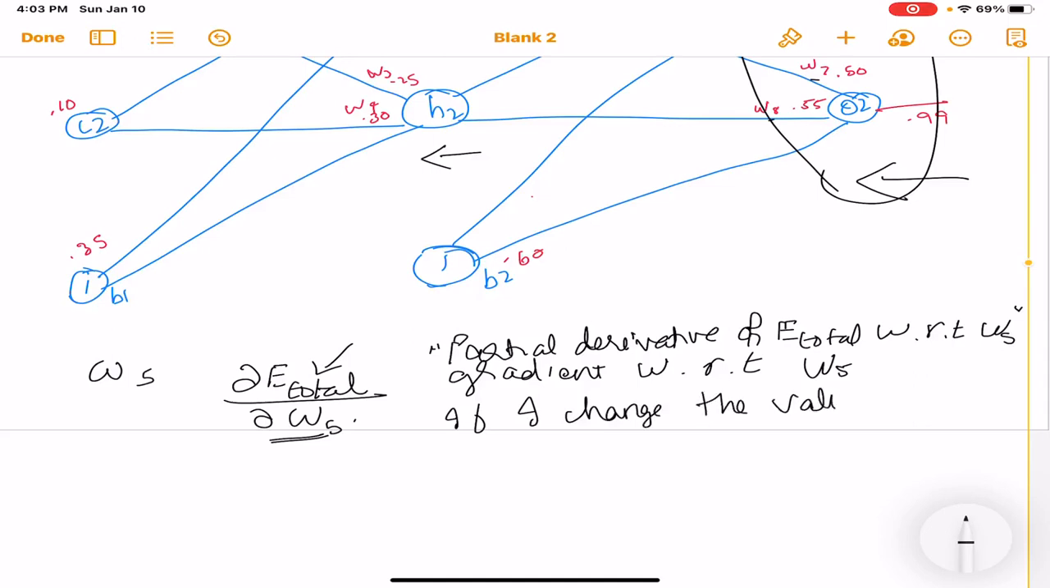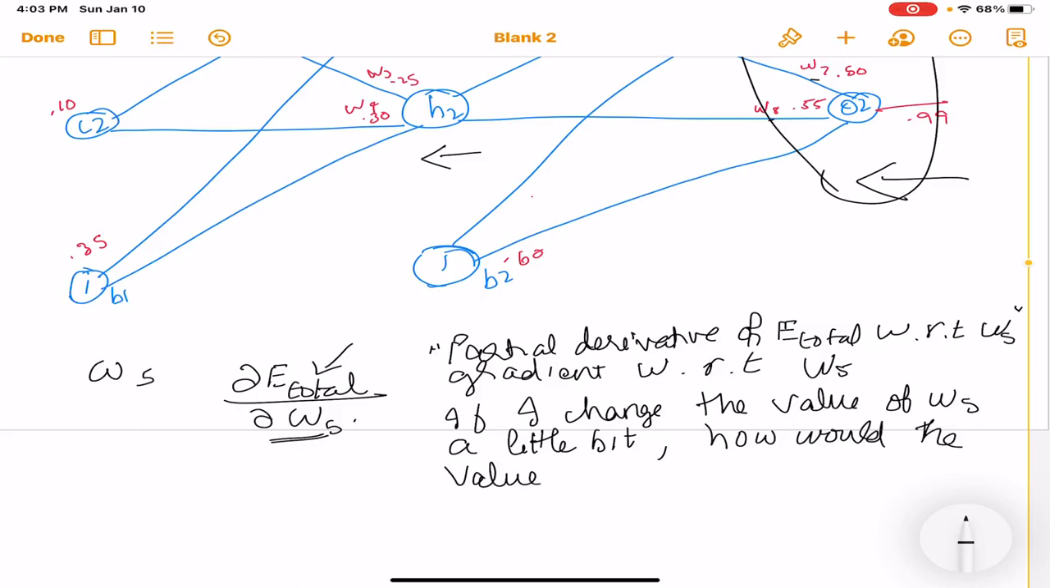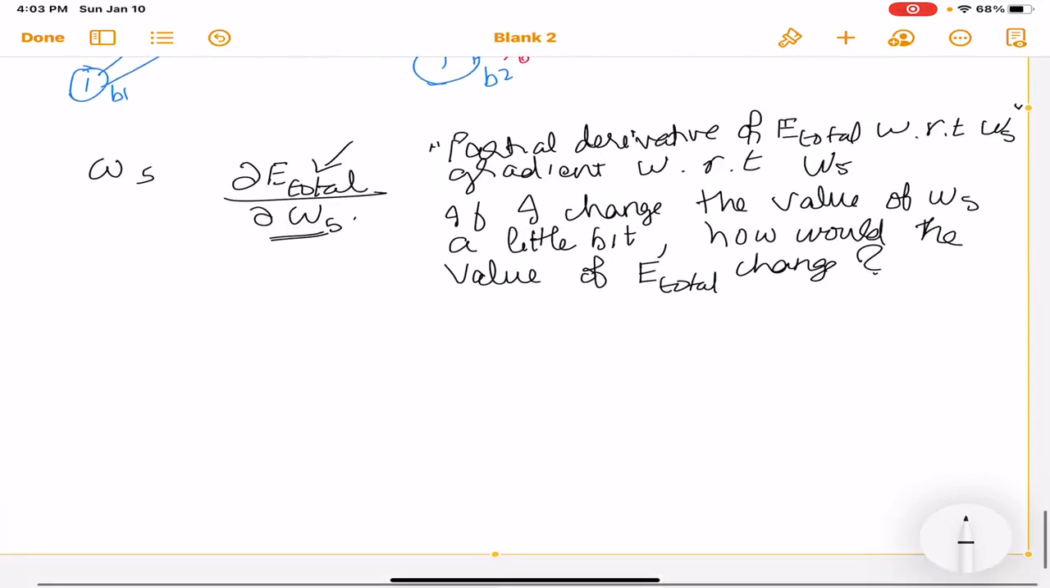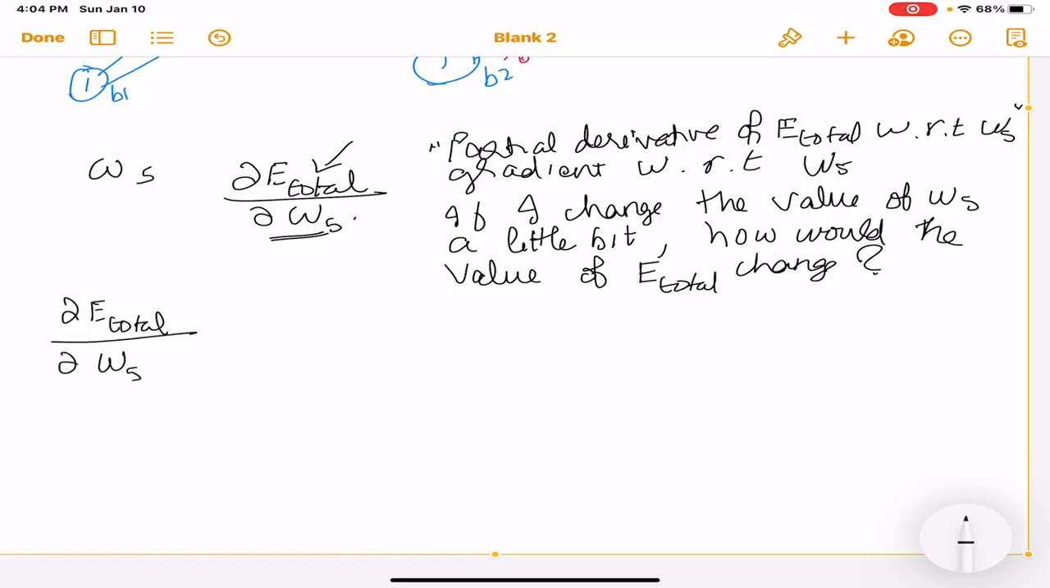This representation just means that if I change the value of W5 a little bit, then how would the value of E total change? Right? Now, we wanted to find dou E total divided by dou W5.